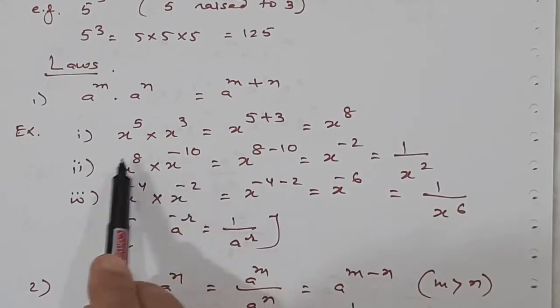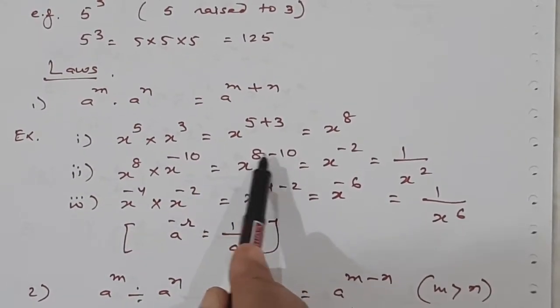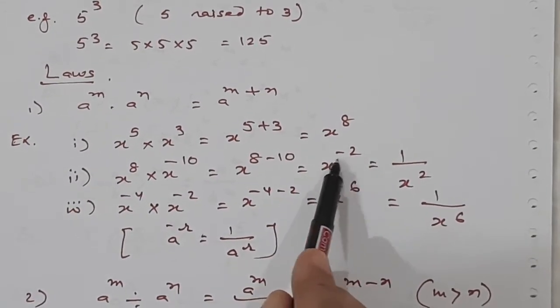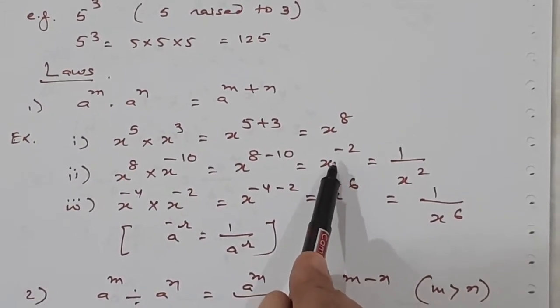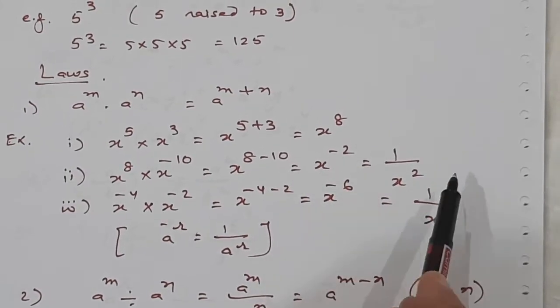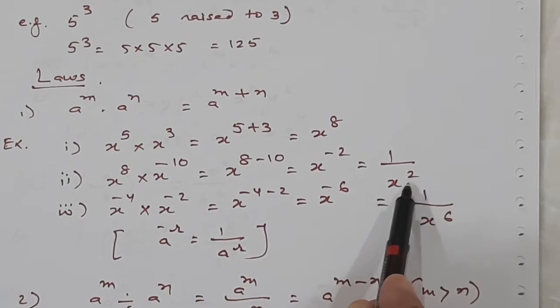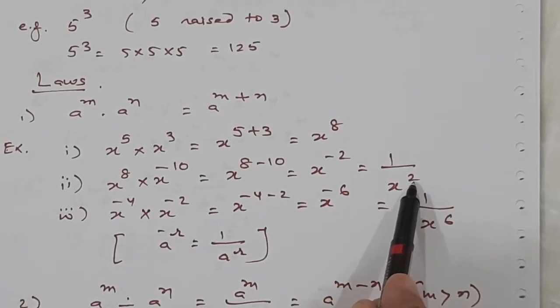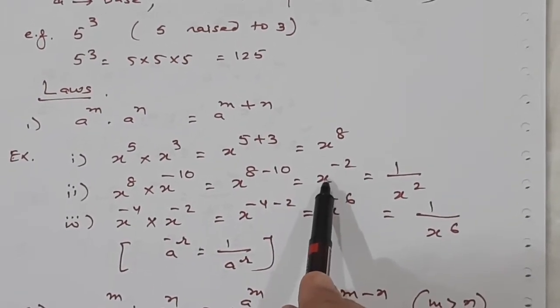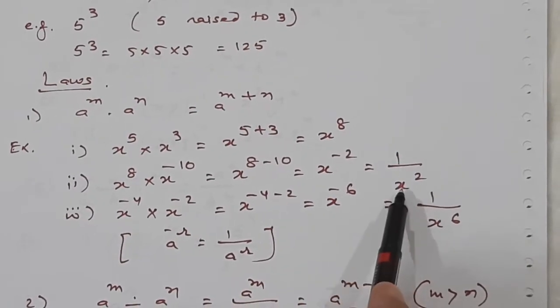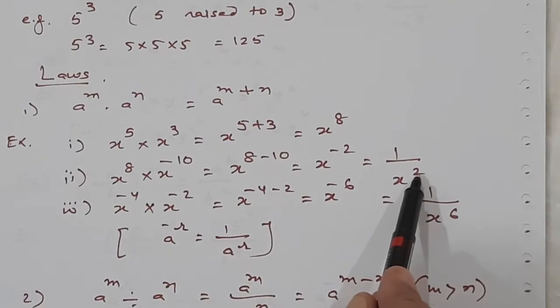Now this is a negative, so therefore we have to subtract. 8 minus 10 gives x raised to minus 2, and this is also a law of exponents that I will introduce afterward. This can be written as 1 upon x raised to 2. So these negative exponents are fractions. 1 upon x raised to 2.